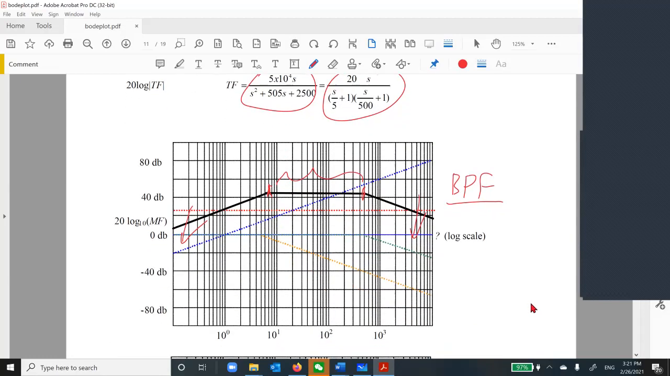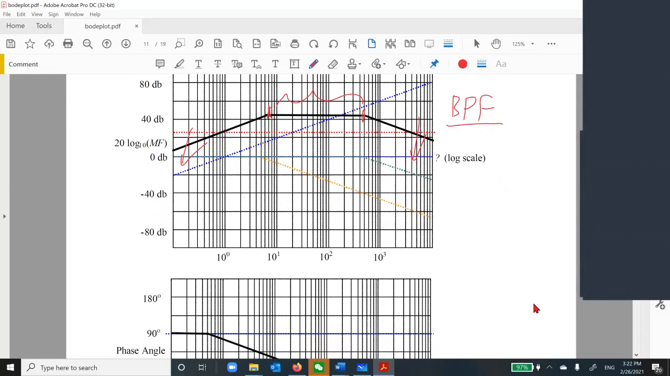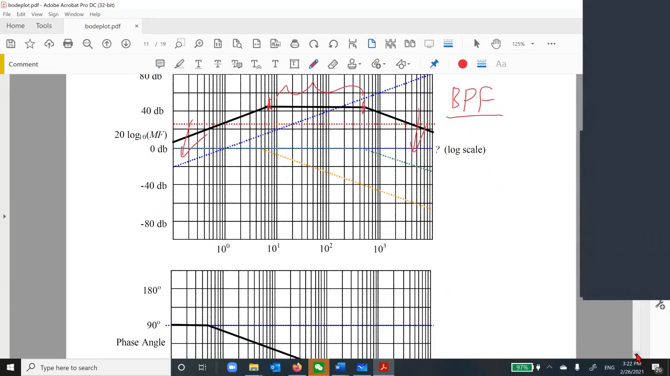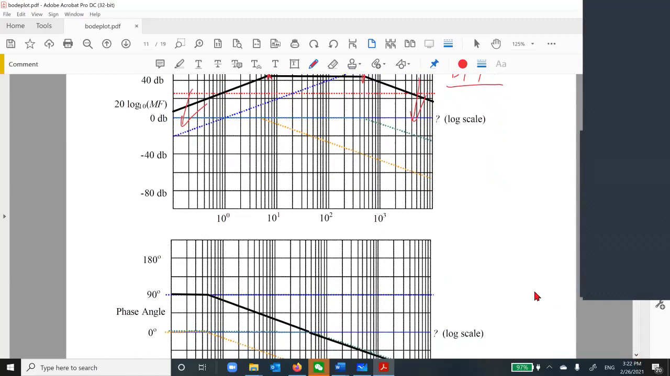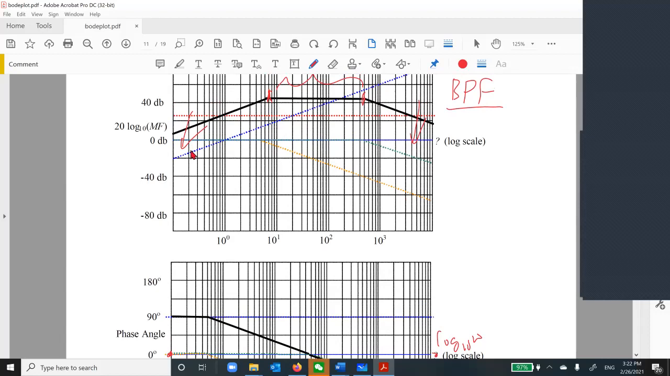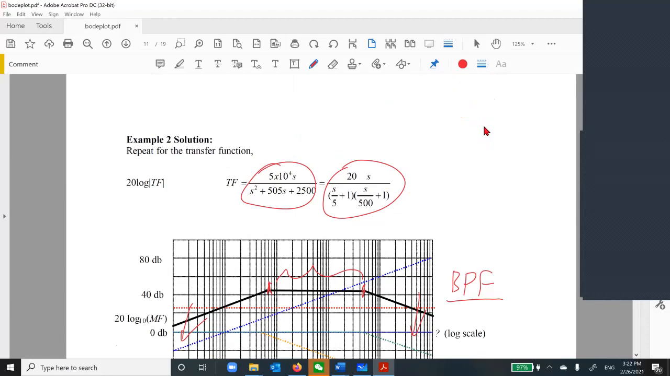So we are going to check how we can do the phase. The phase basically also has a log 10 omega here. So this is 0 degrees, and we check everything one by one. Again, for the blue line, what is the blue line? The blue line is this guy, this S.